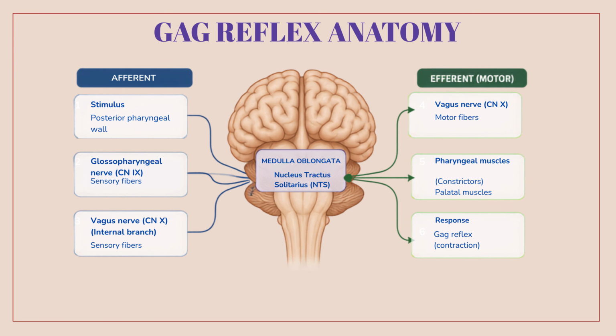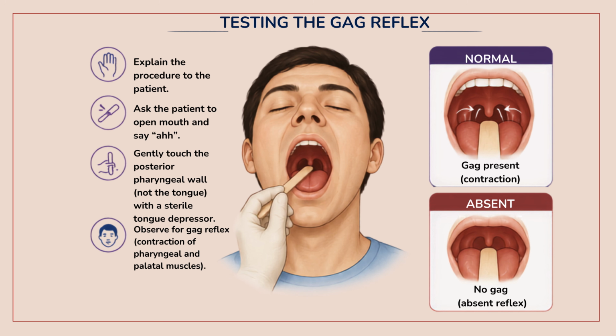Finally, we have the gag reflex. Remember, the ninth is the afferent limb and the 10th is the efferent limb. However, an absent gag reflex by itself does not necessarily indicate pathology because the gag reflex can be absent in healthy individuals. Therefore, always interpret it together with swallowing, voice, palatal movement and the rest of the neurological examination.